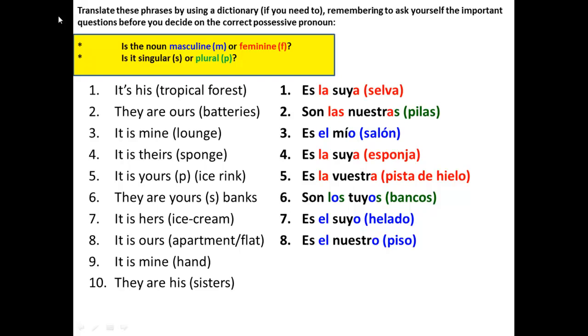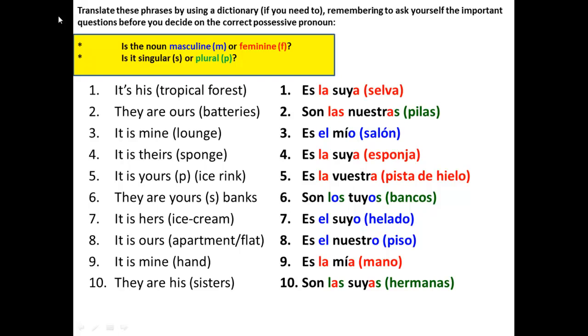Número 9. It is mine. We're talking about a hand here. Es la mía. The reason I chose this one is la mano is commonly confused as being a masculine noun because it ends in o. And interestingly, we have the phrase in English mano a mano, which doesn't actually mean man to man, but rather hand to hand. Número 10. They are his and they are sisters. Son las suyas. Notice how the possessive pronoun agrees with the noun, in this case, feminine plural sisters.